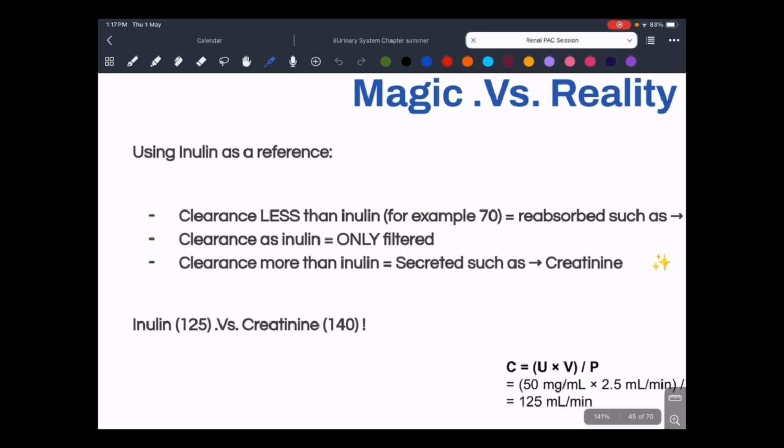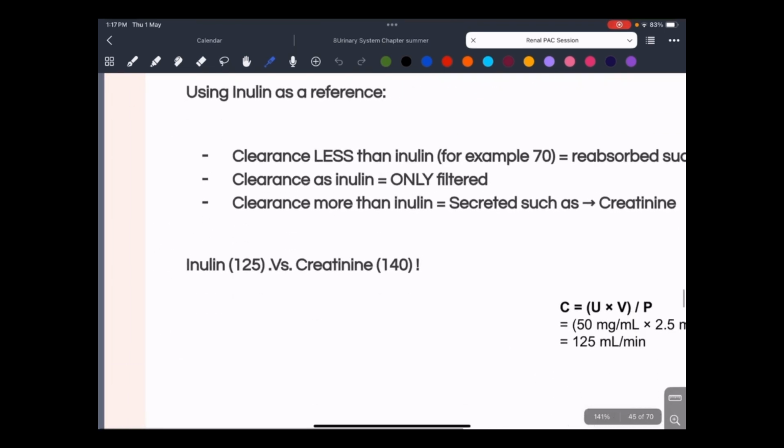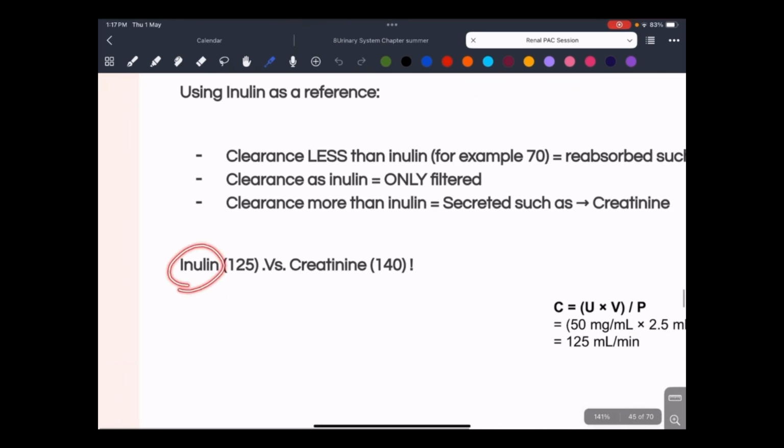Now, why am I talking about this? Because this would be an amazing substance to measure kidney function with, right? Because GFR is indicative of kidney function. If the kidney is filtering less than 125, that's very bad. And more, that's also very bad. So for me to check, I give someone inulin and I see how fast they excreted. And if they excreted it within a minute, then the kidneys are amazing.